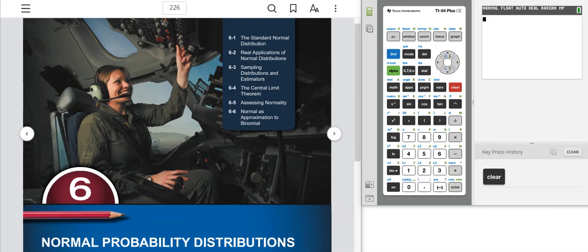I want to talk about the probability distributions, and in particular, we're going to focus on the normal probability distribution.